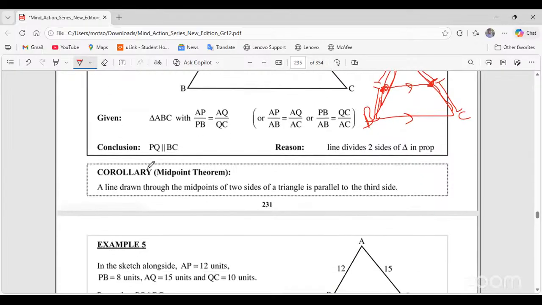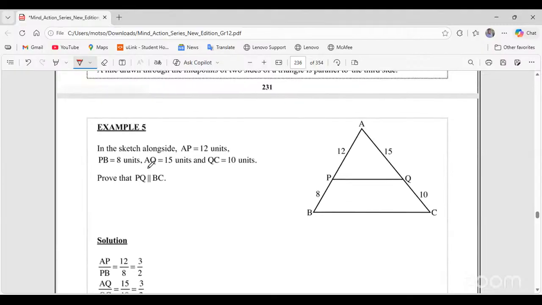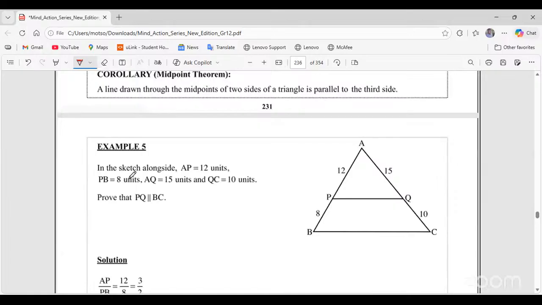Now let's move to example 5 and see how we can apply what we have learned from this converse, and how we can apply that here in this example. So they say here in the sketch alongside, this is the sketch, AP is 12 units, PB is 8 units, AQ is 15 units, and QC is 10 units. Now, prove that PQ is parallel to BC.